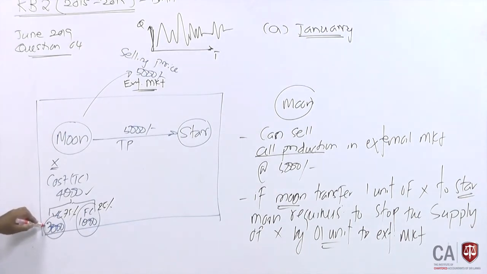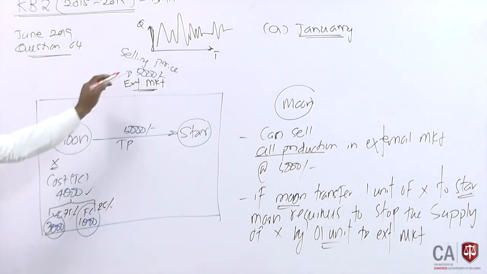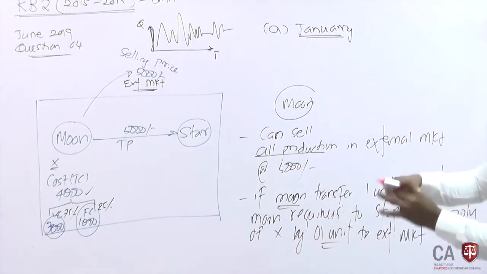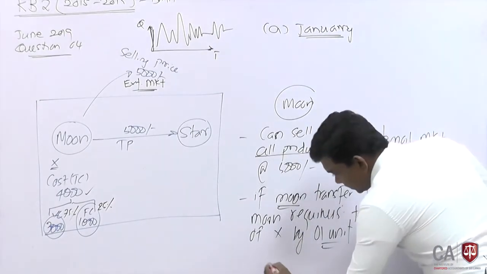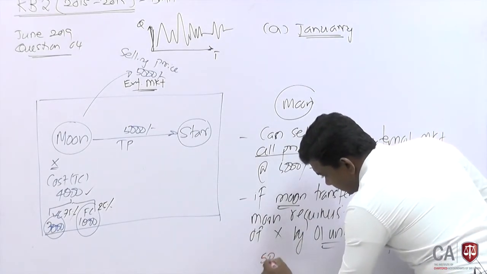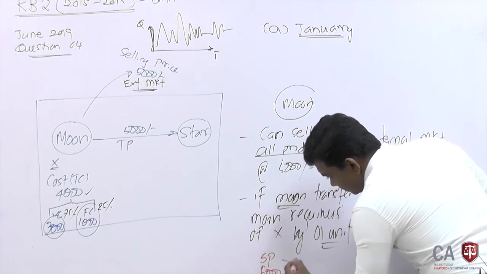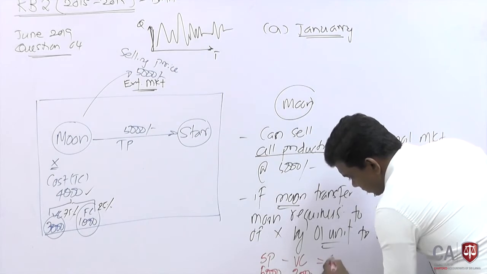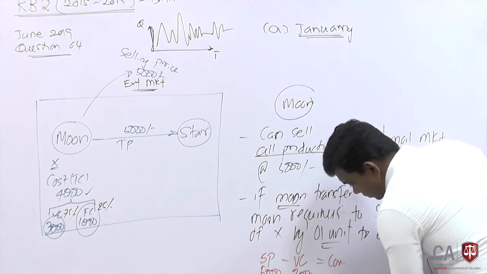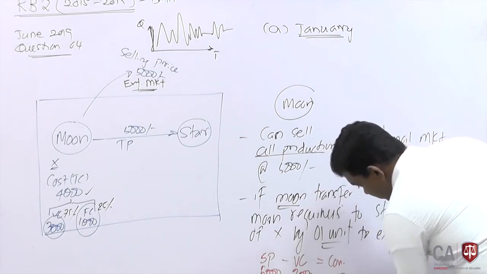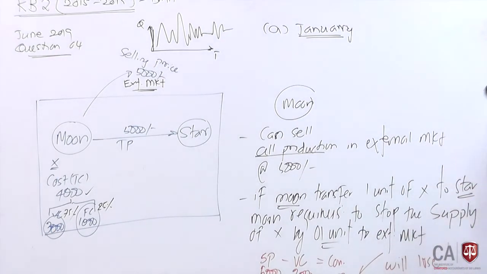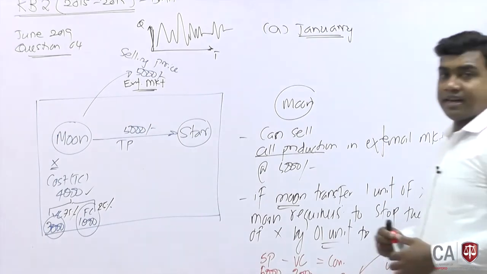They have a variable cost of 3000 and they are selling it at 5000 in the external market. If they stop the supply of X to the external market by 1 unit, selling price 5000, variable cost 3000, a contribution of 2000 will be lost. That's the impact.